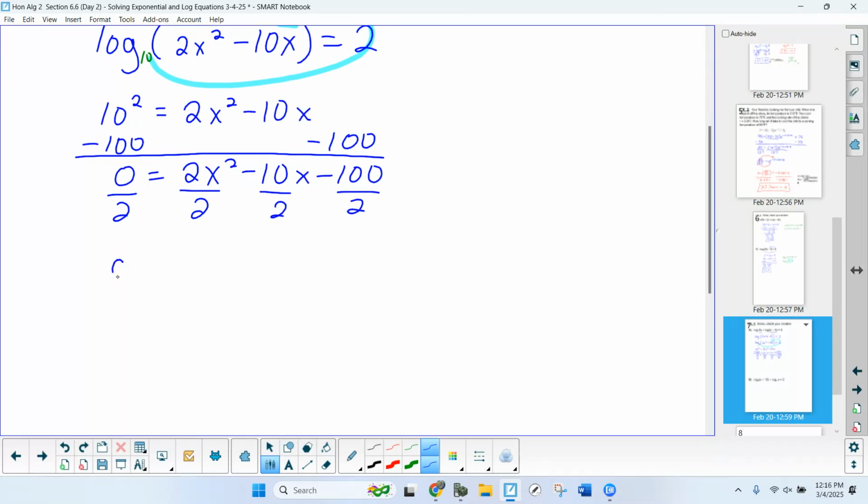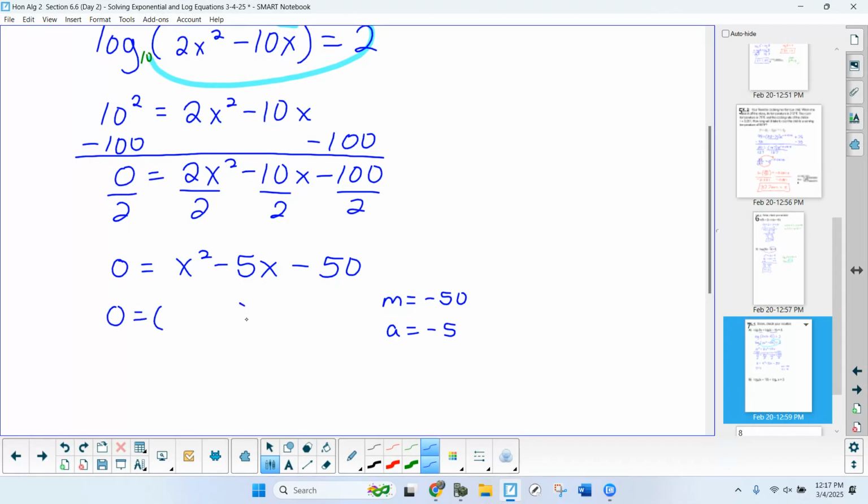But if I just divide, I get x squared minus 5x minus what? 50. And now a is 1, life is easy. What question do I ask myself? What multiplies to negative 50 and adds to negative 5?